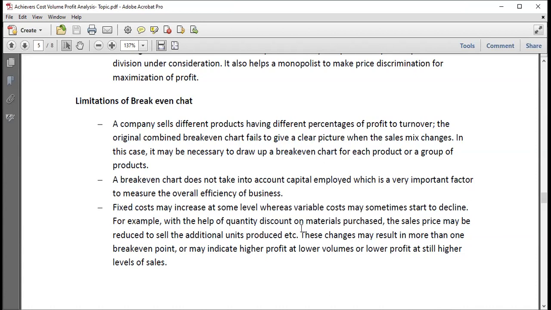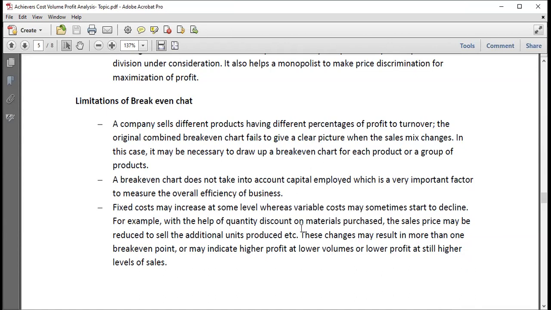And then, the break-even chart does not take into consideration the capital employed, which is an important factor. By capital employed, that takes you back to our accounting, where we look at your assets and your liabilities, and what the difference is. It doesn't really go into the capital employed, because it is considering fixed costs, which are continuous costs. It's not looking at how much money has been invested into the business.